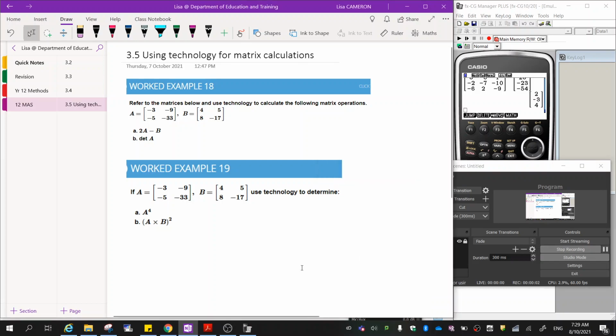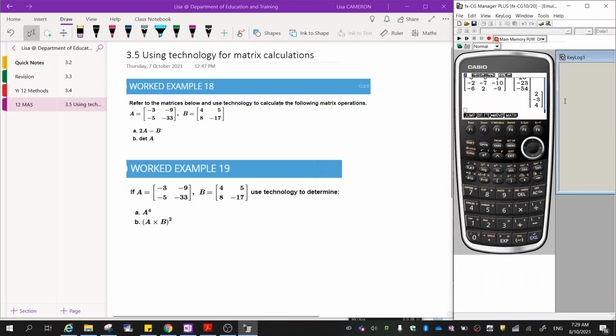Okay, so today we're going to be looking at different ways that you can use your graphics calculator to do matrix applications for you. So really this comes down to two different ways that you can input them into your calculator, both give you the same answer. It's more about how many times you want to use that answer.